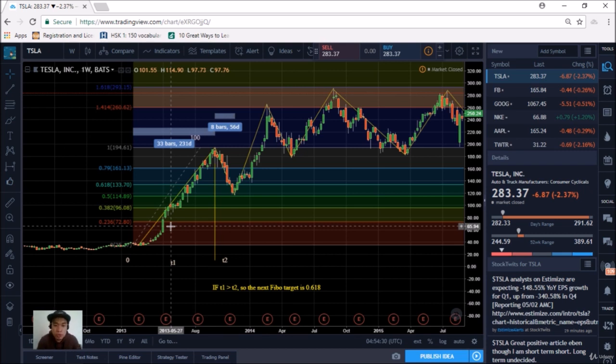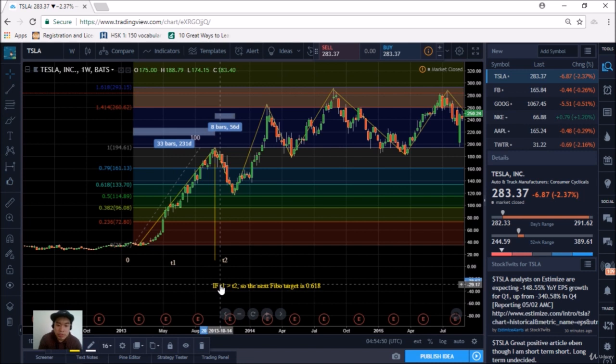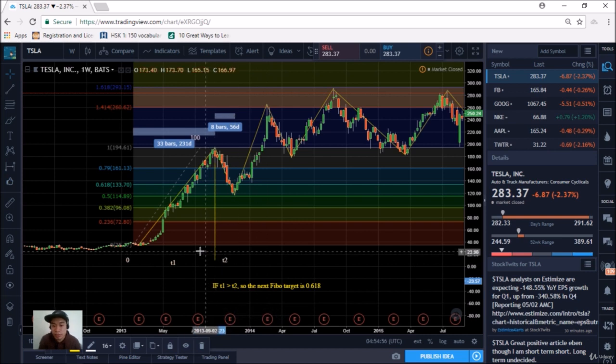Alright, now we go to our first topic, which is the Fibonacci. What we're trying to do is measure our target, which is what we call the Fibonacci extension. Our rule is if T1 is more than T2, the next Fibonacci target is 0.618.